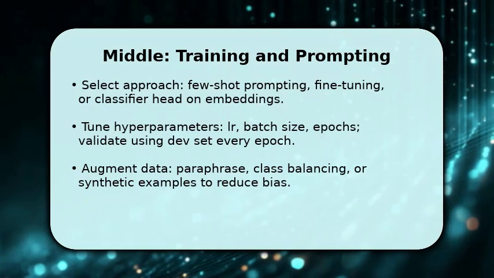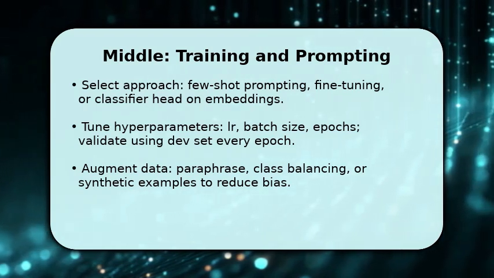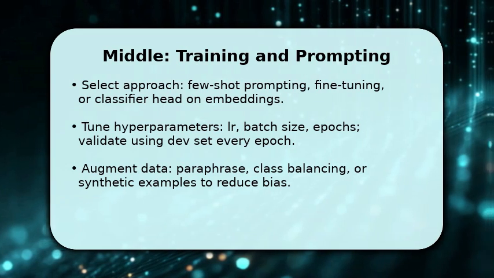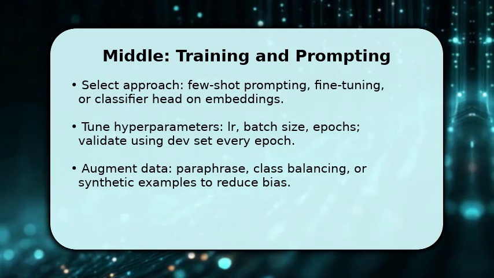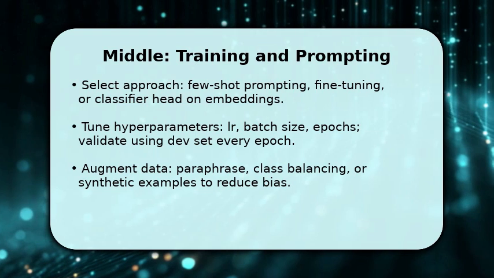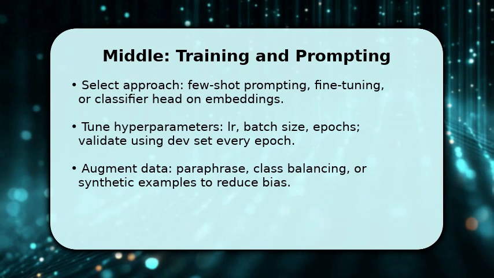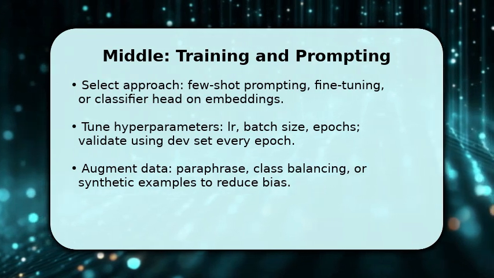You now execute the core workflow. Choose few-shot prompts if you want zero training, fine-tune when you need higher accuracy, or train a lightweight classifier on frozen embeddings for efficiency. While training, monitor loss and your chosen metric on the validation set, and adjust learning rate, batch size, and epochs based on trends.